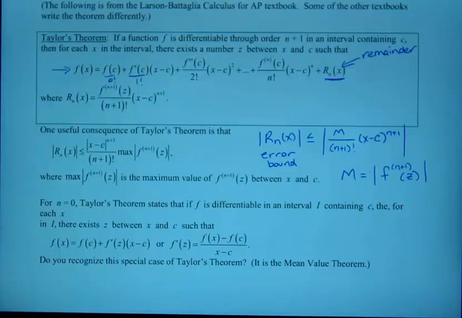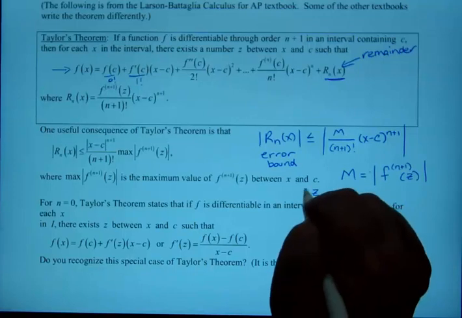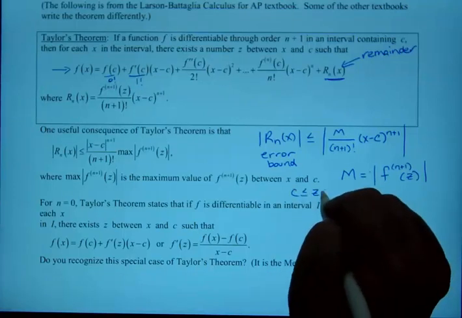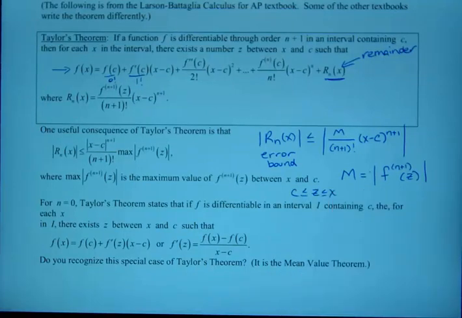I'm going to define z in a certain way that I found to make things really easy. Z is a number between x and c. Okay? Z is somewhere between c and x. C, we know where c is. We've seen c before. It's the one in the parentheses with x all the time. And x is the number where we want to find the error. They will tell us x.